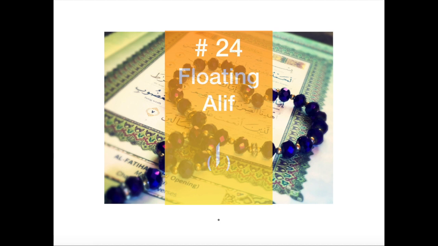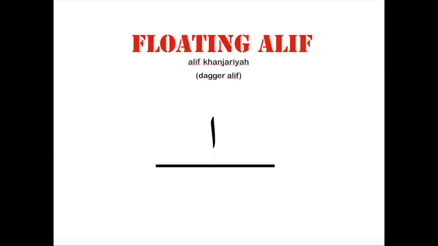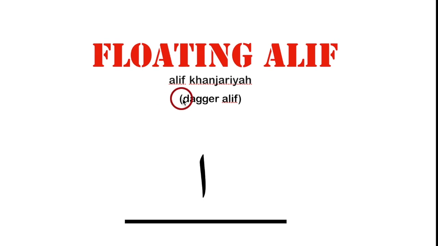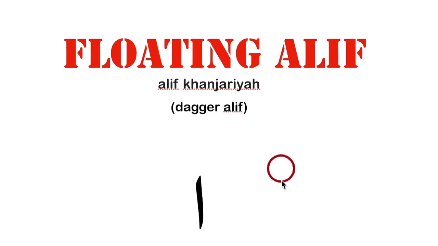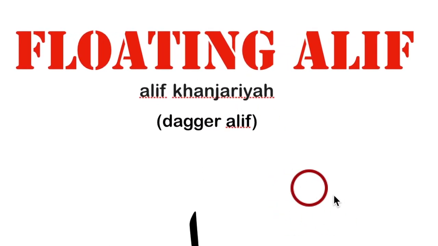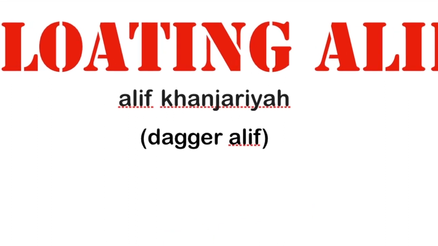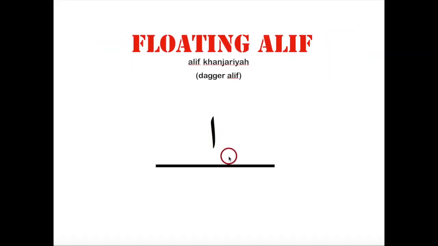So what do we mean by floating alifs? Well, here's one. It's the symbol that looks like a dagger. So they call it the dagger alif as well. The actual name is Alif Khanjaria. You don't really need to worry about the name, but that's the name. It's a symbol of an alif which is floating. It doesn't join any other letter. It's not on the line, and it's a lot smaller.